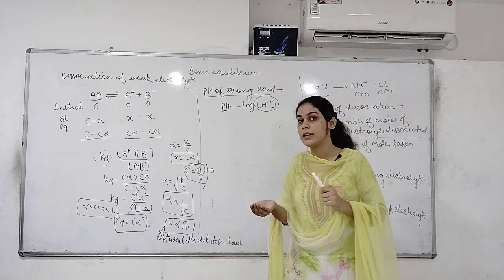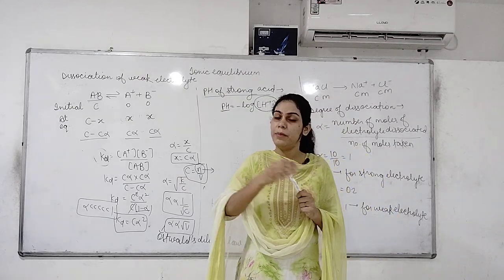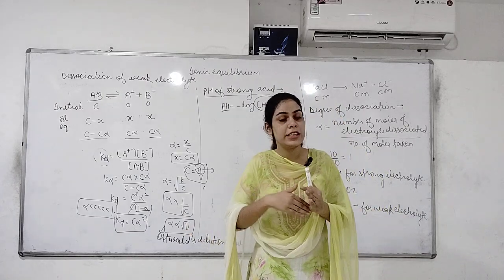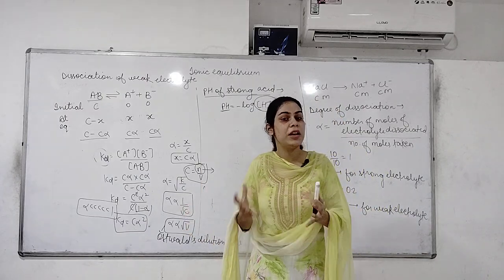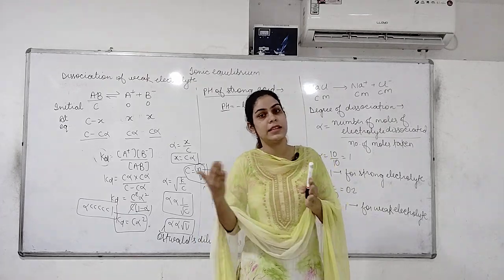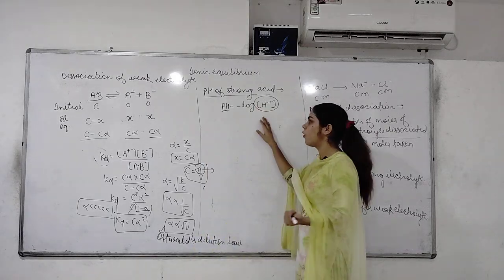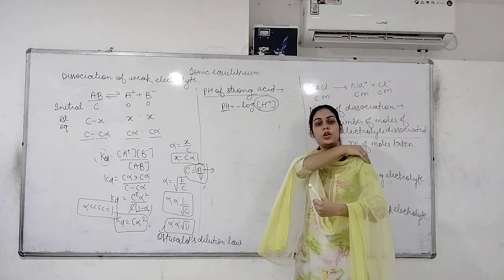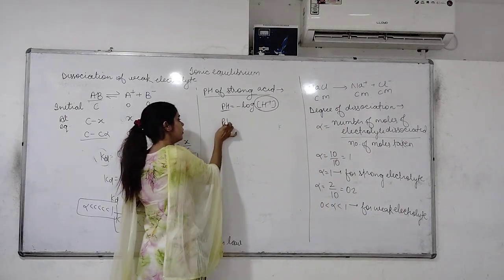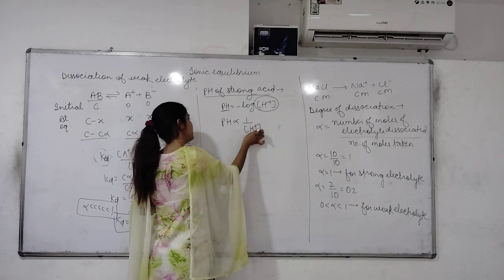And you have studied in class 10 that acids have pH ranging between 1 to 7 and bases have pH ranging between 7 to 14. Acids have low pH and bases have high pH, which simply indicates that acids have high amount of H positive and bases have low amount of H positive. So pH is negative log of H positive. pH is inversely proportional to hydrogen ion concentration.